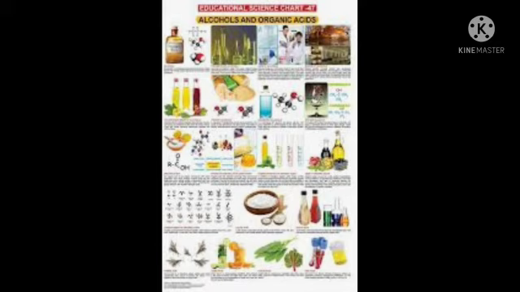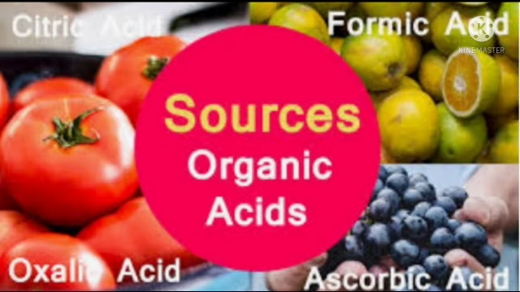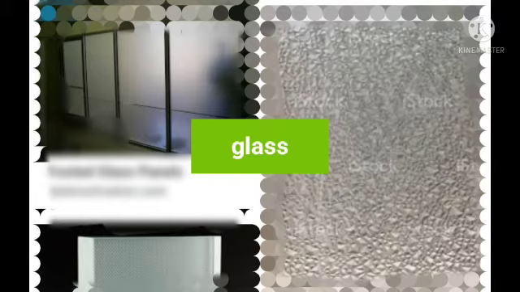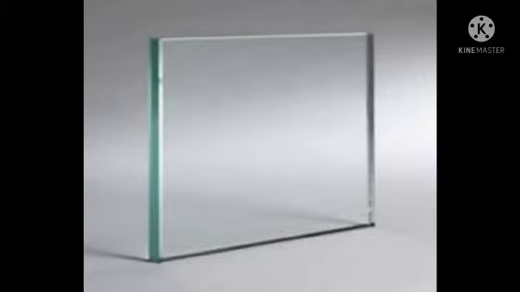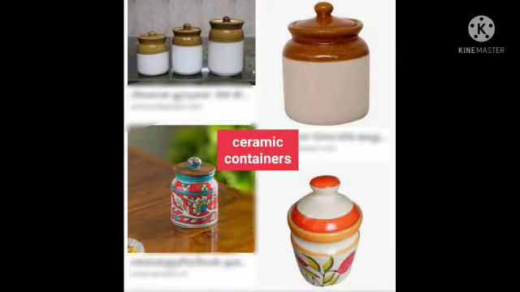Then we learned strong and weak acids. Mostly organic acids are weak acids and mineral acids are strong acids. We cannot store strong acids in metal containers. They should not touch cloth or wood, because they act against clothes and wood. We should store them in glass or ceramic containers. Mostly organic acids are weak acids.